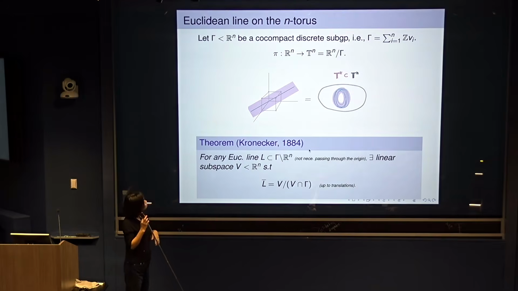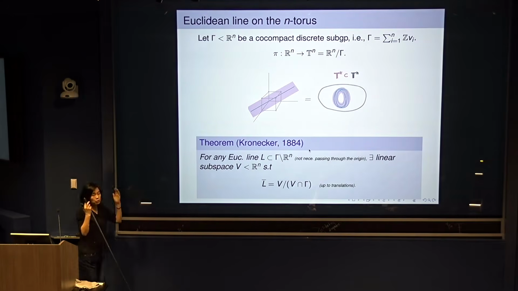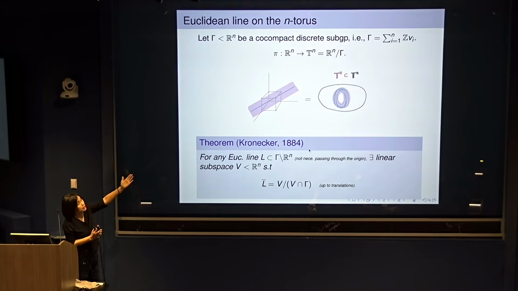Okay? Indeed, it's not very hard to see that such a discrete group is always the Z-span of n linearly independent vectors. So gamma always looks like the Z-span of n linearly independent vectors, v1 to vn. And then we just replace Z^n by this gamma, and they have the same picture. So the theorem is slightly more general.